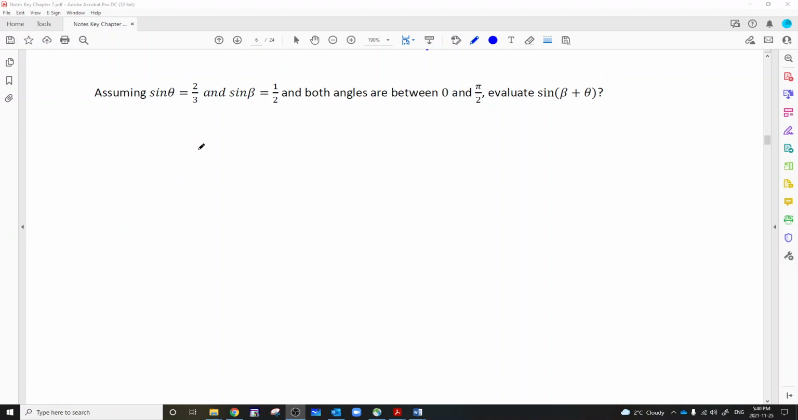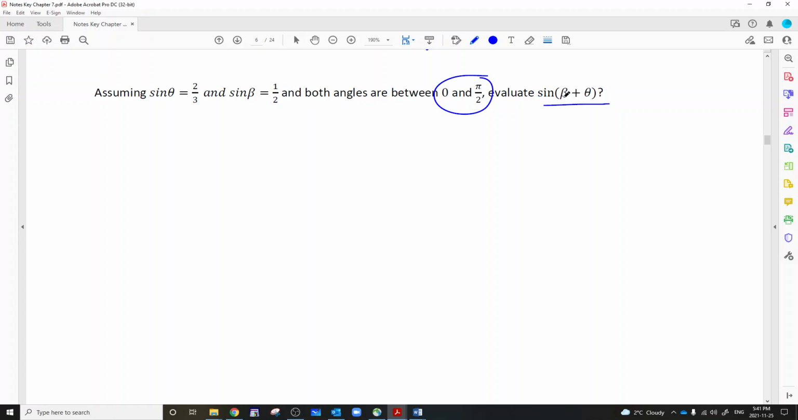So this one's a little bit different, and it seems intimidating, but it's very similar. You just don't have to know your special triangles. They tell you what sine theta equals, and they tell you what sine beta equals. Now they often put it between 0 and pi by 2. That way you don't have to worry about any negatives. If they ever tell you that it's not in quadrant 1, then watch out for negatives. But what they're going to ask you to do is evaluate sine of beta plus theta.